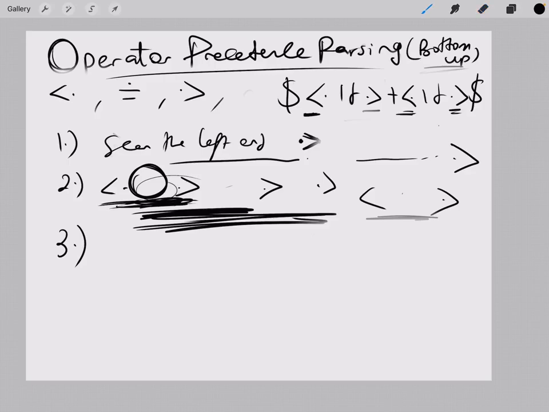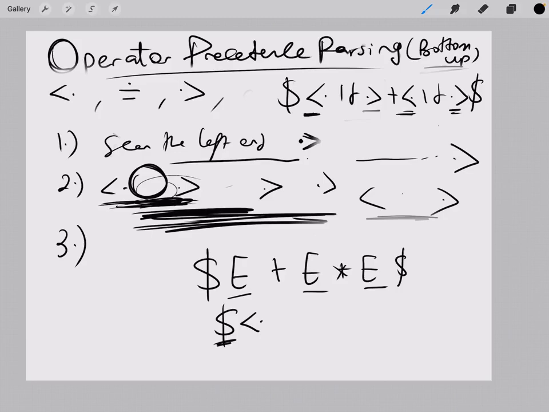But usually, let's say we have done all the reductions, and we now have things like e plus e star e, then $ sign. In the true way of this looking, these e's are not important. We are just going to have simply the $ sign yields precedence to plus, which yields precedence to star, and the star takes precedence over the $ sign. So these are the real things that really matter here.